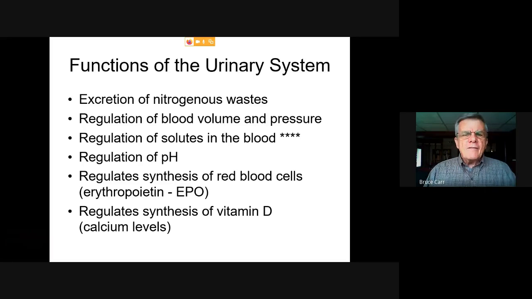But because we have a urinary system that's eliminating nitrogen in the form of urea in a liquid state, the urinary system also has far-reaching effects: water balance, blood volume, and pressure. That means the concentrations of all the solutes and the pH of the blood. In addition, the urinary system is the site of the production of EPO, which regulates the production of red blood cells, and also the synthesis of vitamin D, which regulates calcium levels.